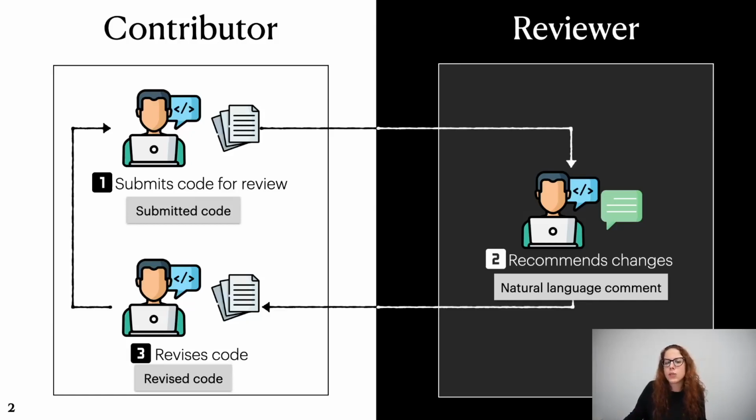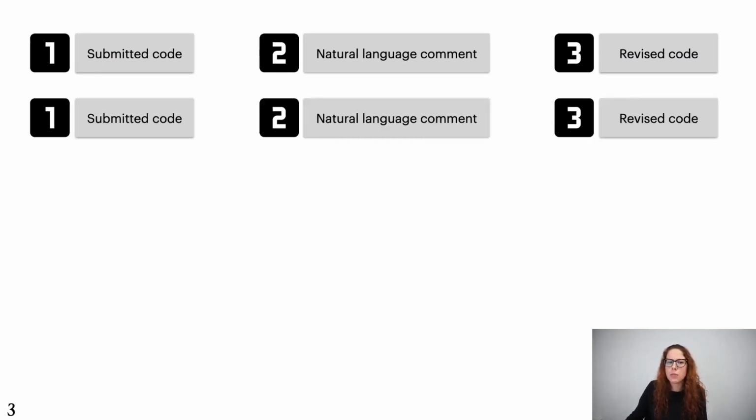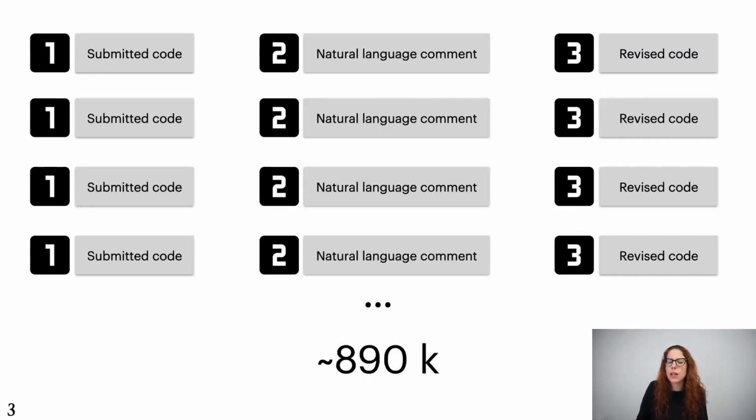The first thing that we did was to collect a dataset of these triplets from the Gerrit and GitHub platforms, and it counts in total nearly 900,000 triplets. Now, using the entire dataset as it is is simply unthinkable, both because the dataset contains a lot of noise and because of the limitations of the model we are going to use.